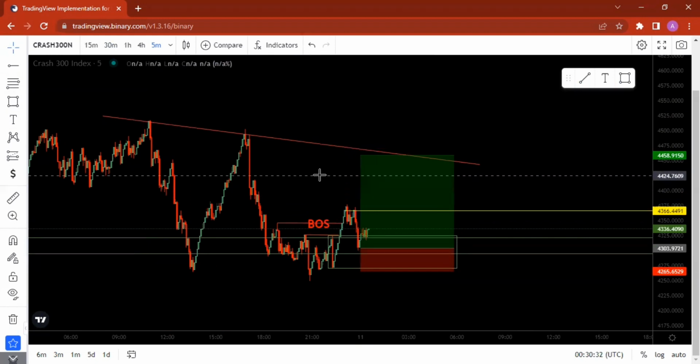So guys, that is how you do your top-down analysis. It's basically going from big time frames to small time frames and then catching the entries, knowing your specific exits and entries. That is about top-down analysis.